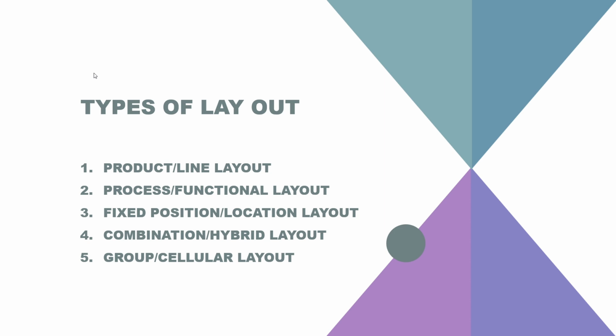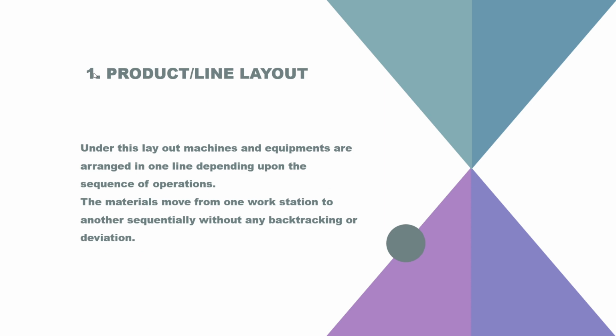So we can study first one, product or line layout. Under this, the machines and equipments are arranged in one line depending upon the sequence of operations required for the product. Here, machines are grouped in one sequence, therefore the materials are fed into the first machine and finished goods travel automatically from machine to machine, and the output of one machine becomes the input of the next machine.